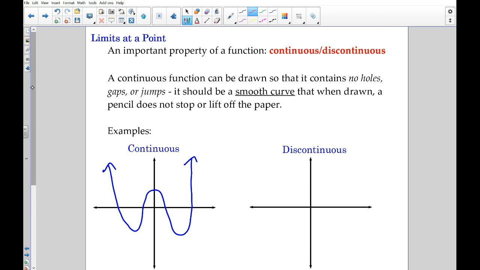Something that would be an example of a discontinuous graph is a certain type of piecewise function. So if we have a piecewise function that looks like this, I have to lift my pencil and then start off down here again. This would be a jump discontinuity. A gap would be where there are missing values. So a jump is vertical, a gap is horizontal, same idea.